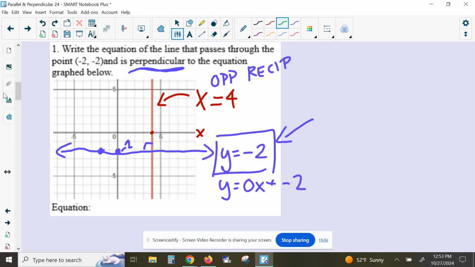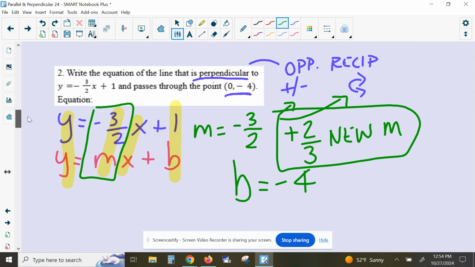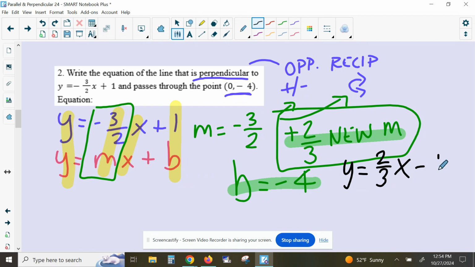Okay, so now I have my new m, which is right here, and my b is right here. So I can write my equation in y equals mx plus b form, just plugging in my new m and b. So that's going to be y is equal to my new m, 2/3. Make sure your x stays in there. And then my b is -4. So I can either put plus -4 or just -4. They're going to mean the exact same thing. So here's my new equation of my line.